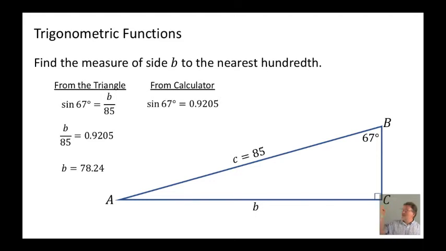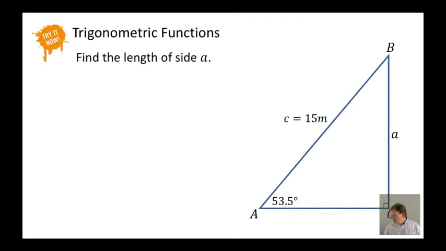From the triangle and from the calculator, we have two values that are both equal to the sine of 67 degrees. So we have this equation here in the upper left, which is B over 85 is equal to 0.9205. And we can solve for B there and get 78.24. So using this kind of technique, find the length of side A here. You're given angle A and side C. Take some time to calculate what the length of that side is.